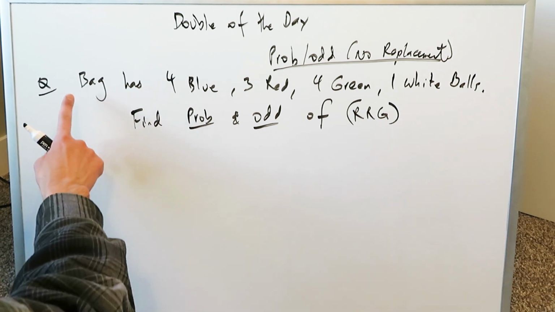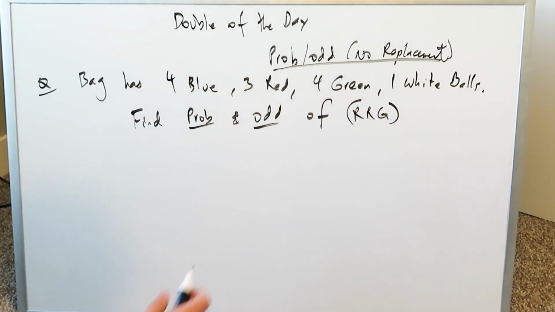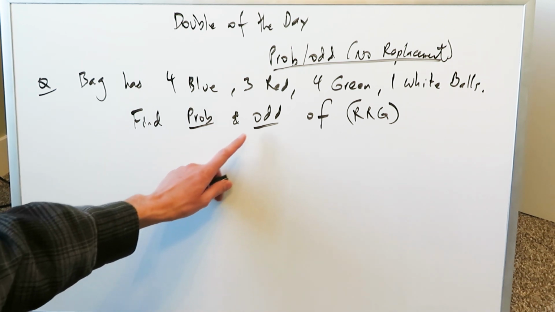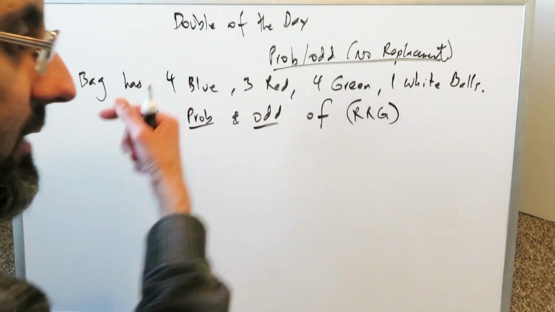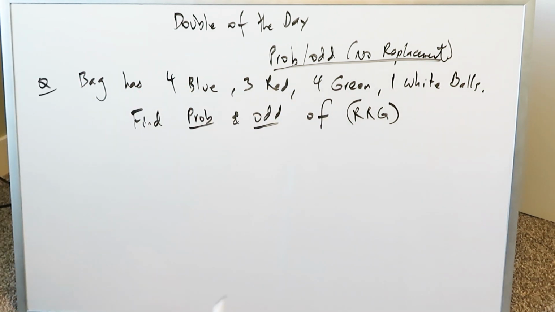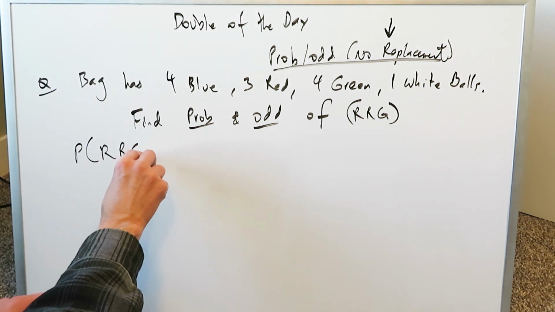Given that, we're looking here at a bag which has 4 blue, 3 red, 4 green and 1 white balls. We have to find the probability and odds of obtaining a red ball and a green ball. How can you do that given this specific condition of no replacement? Well, let's do the probability. We're looking at the probability of R, and G.